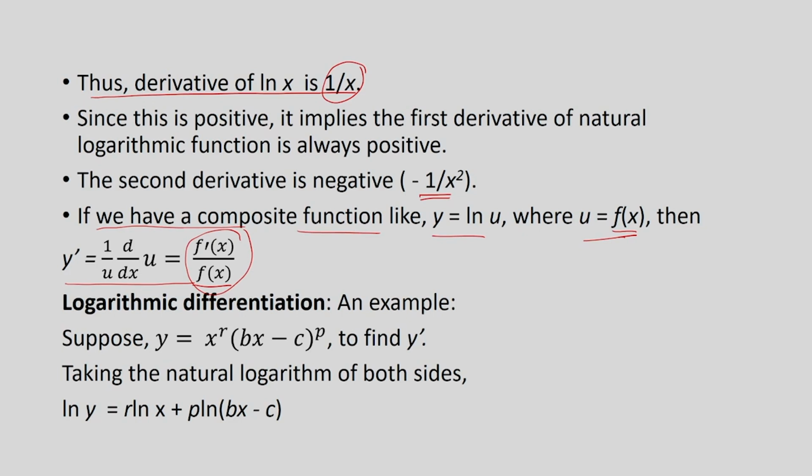There is something called logarithmic differentiation. I start with an example. Suppose y is equal to x to the power r multiplied by (bx minus c) to the power p. I have to find out y dashed. So, what I do is take the natural logarithm of both sides of this function, and if I do that, I will get log y equal to r log x plus p log(bx minus c).